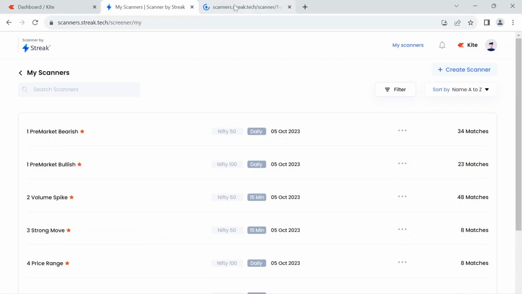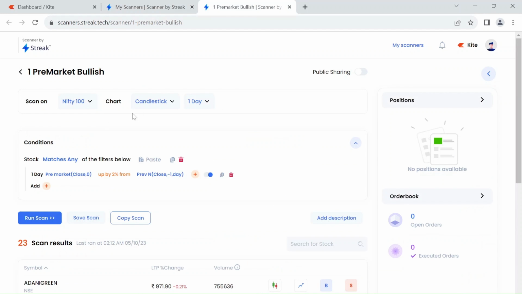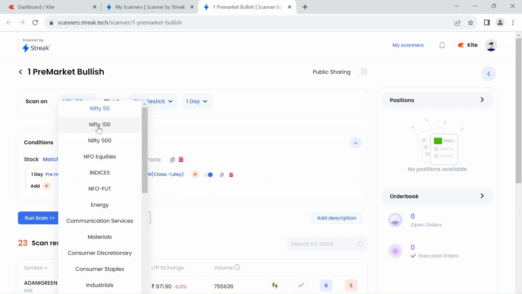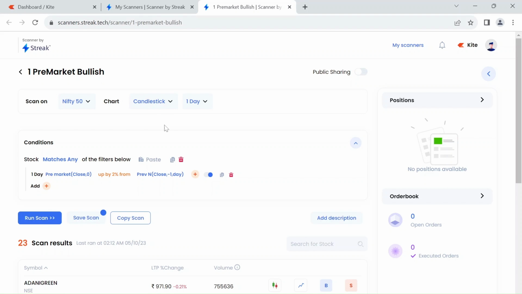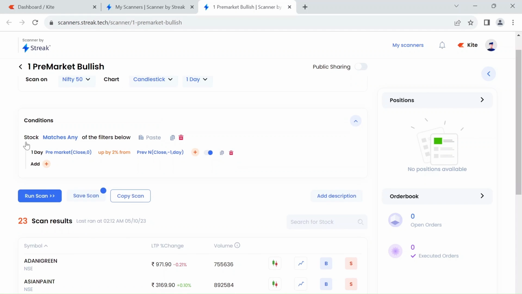So let's see the bullish one. By the way, you can check for Nifty 50 or Nifty 100, or any of these sectors, and filter the trades within the stocks of that sector.